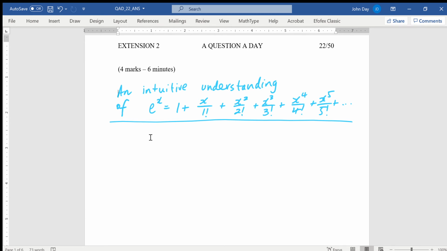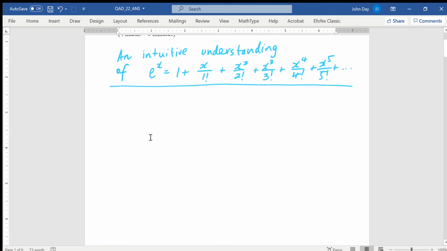e to the x equals 1 plus x on 1 factorial plus x squared on 2 factorial plus x cubed on 3 factorial and so on. It comes from where someone has tried to find a function that's a derivative of itself. Now, if your original function is 0 and you find the derivative, you get 0, so you win. You found a function that's a derivative of itself. But let's get something a little bit less trivial.